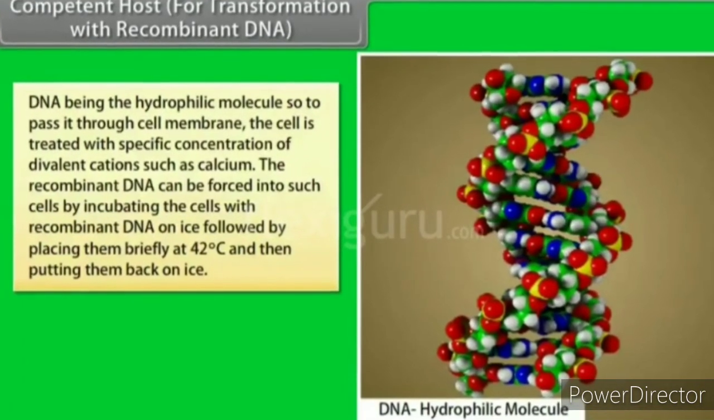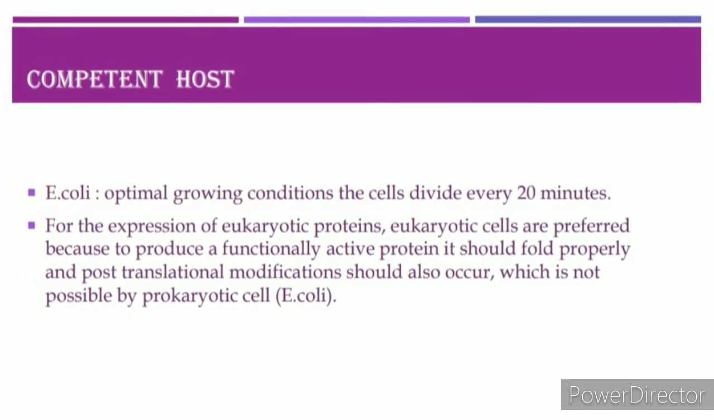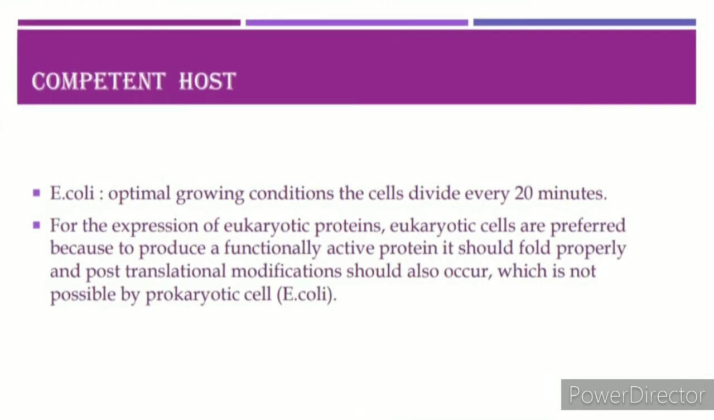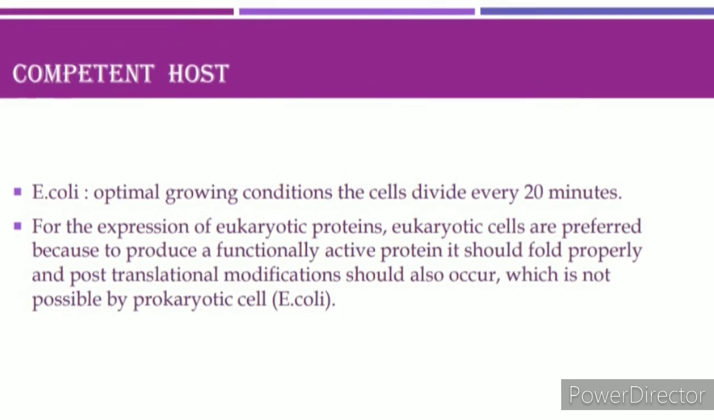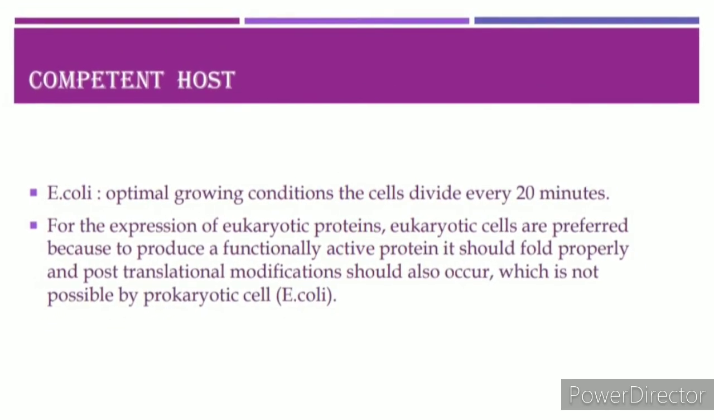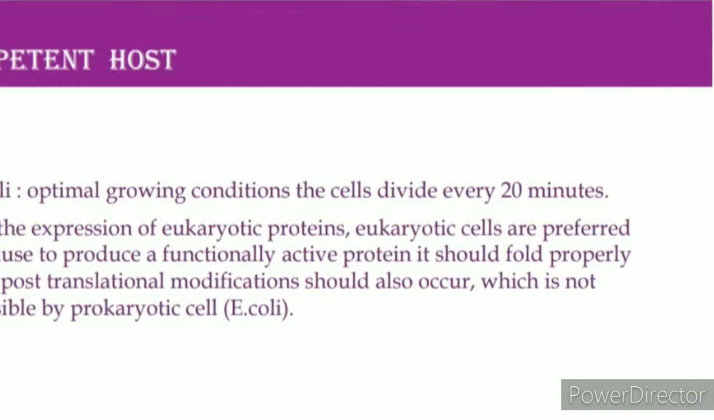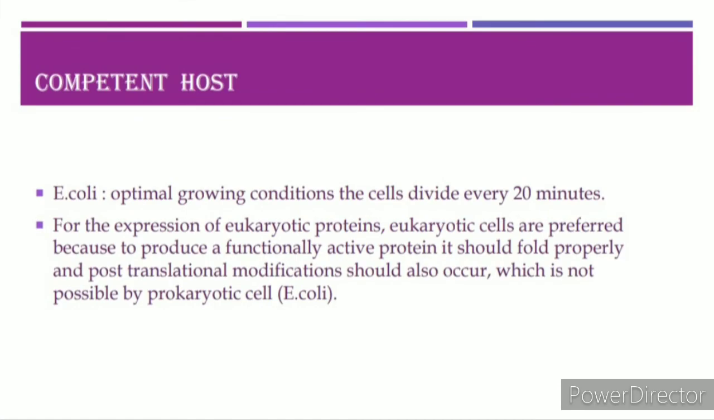For the expression of eukaryotic proteins, eukaryotic cells are preferred because to produce a functionally active protein, it should fold properly, and post-translational modifications should also occur, which is not possible in prokaryotic cells. These are the basic tools required for the genetic engineering process.